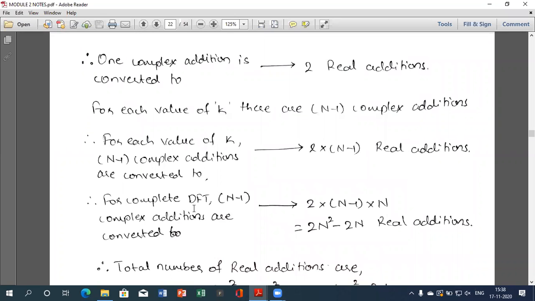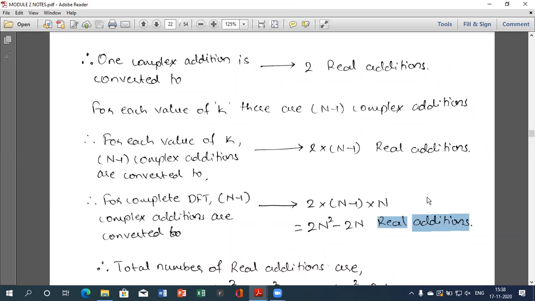Now for the complete DFT, when k ranges from 0 to n minus 1, how many real additions are required? It is 2 into (n minus 1) into n. That becomes 2n square minus 2n real additions. So this many real additions are required to compute the complex additions.